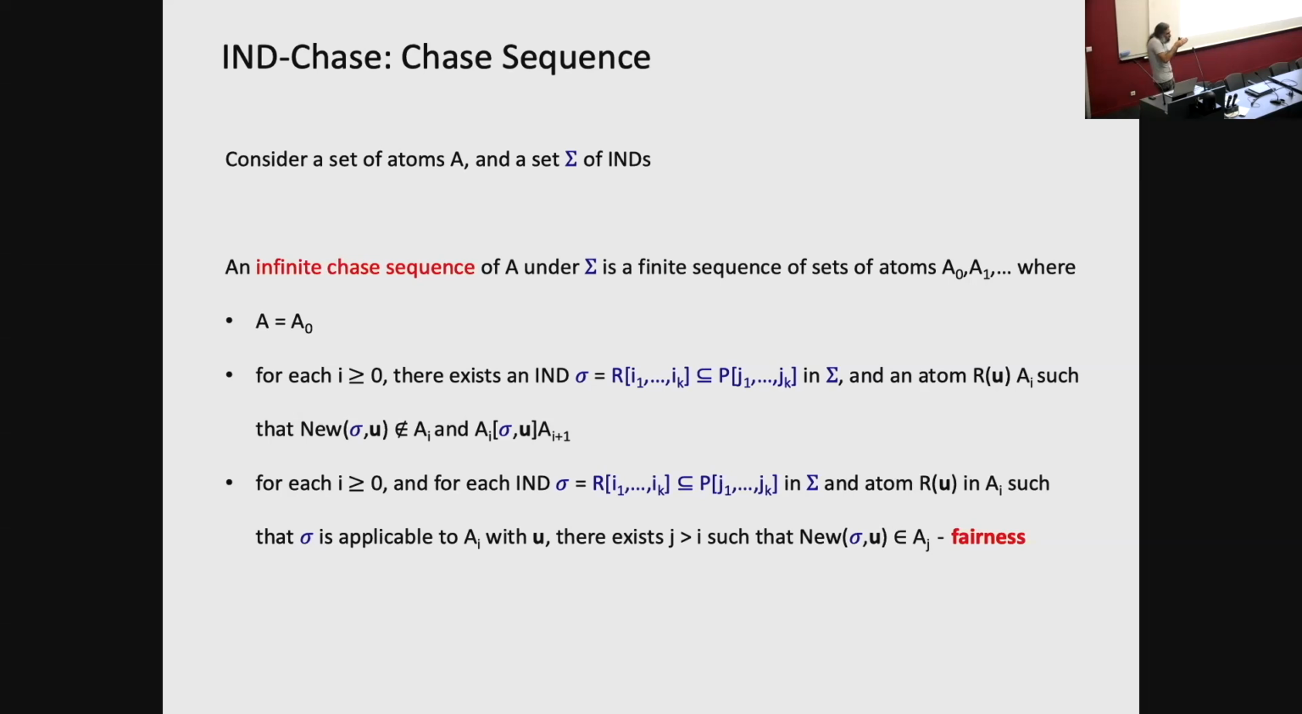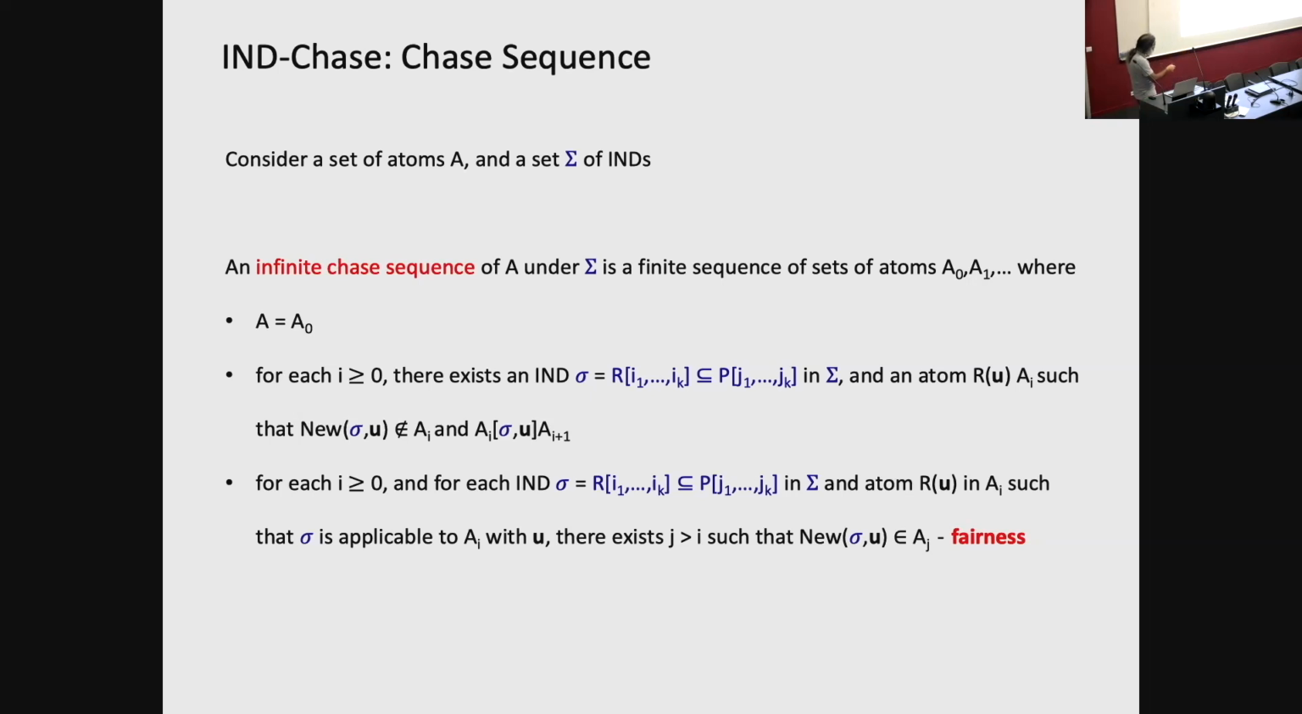So if at a certain point of this chase procedure there is a dependency sigma which is applicable to a certain set of atoms, even if I don't decide to apply it at this point, in the future, at some point, I should apply it. This is what this condition, which we call fairness, tells us. So formally, it says the following.